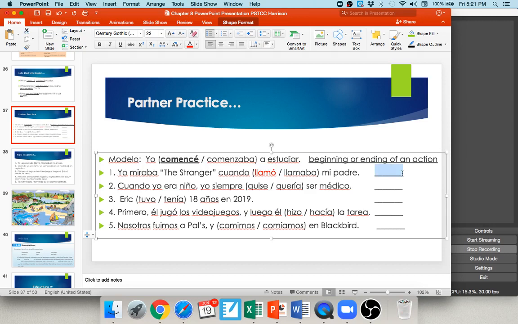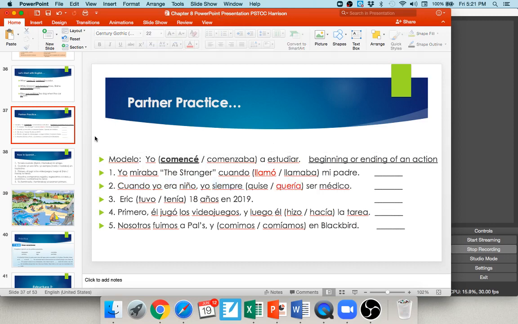Let's do one more. Number two. Cuando yo era niño, when I was a little boy, yo siempre querer ser médico. So when I was a little boy, I always wanted to be a doctor. Well, when I was a little boy, I always used to want to be a doctor. I don't know if it happened or not, but we know I'm talking about childhood, cuando yo era niño. We know there's a trigger word of siempre, so we're going to have to use the imperfect here. It should be quería. Okay, go ahead and pause your audio and give numbers 3, 4, and 5 a try for me, please.